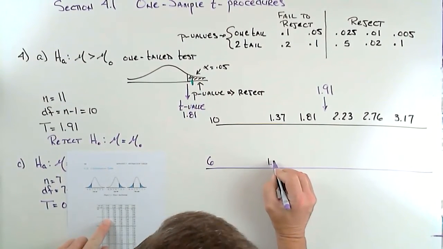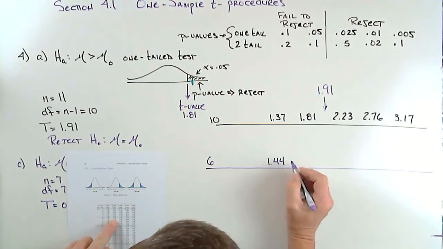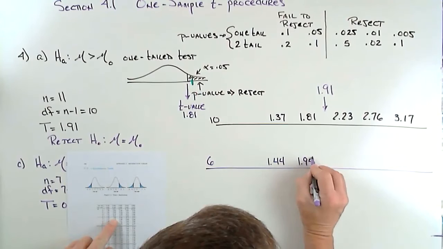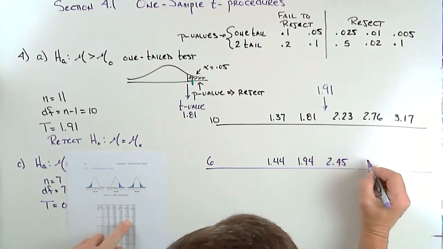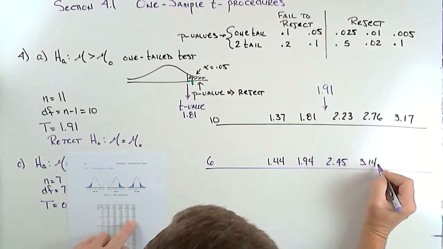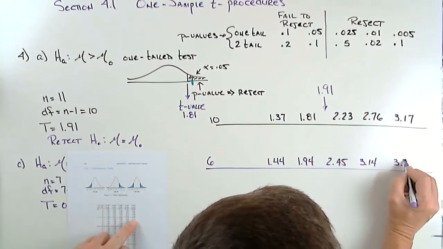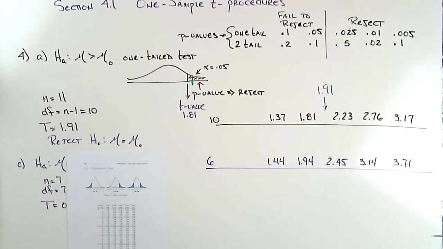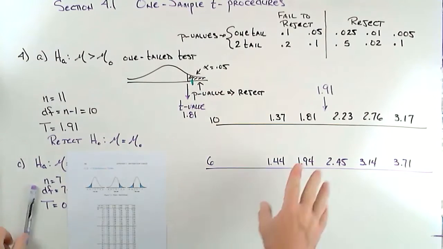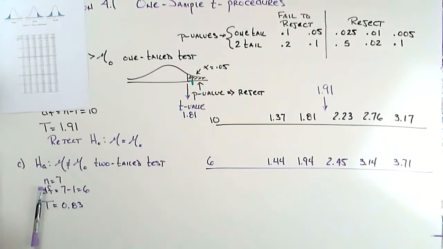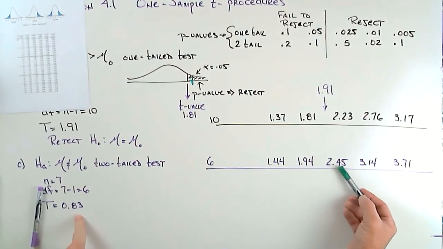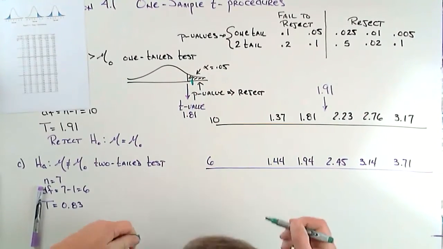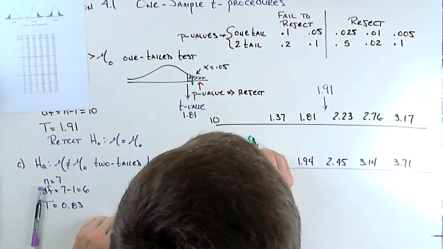We have 1.44. We have 1.94. We have 2.45. We have 3.14. And then we have 3.71. And now we do the same exercise here that we did previously in part A. We take our t statistic and we try to find it. It's not between these, because it's 0.83, right? In fact, it falls here.